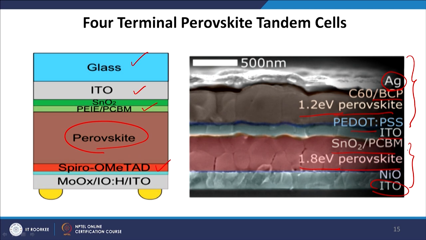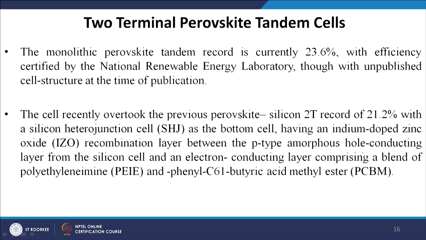or PCBM we use, and finally, we are using this ITO layer, the second ITO layer, which is acting like a connecting layer and also as a top electrode of the bottom solar cell. Okay. So, now these two solar cells have been connected with each other. What about two terminal perovskite tandem solar cell?